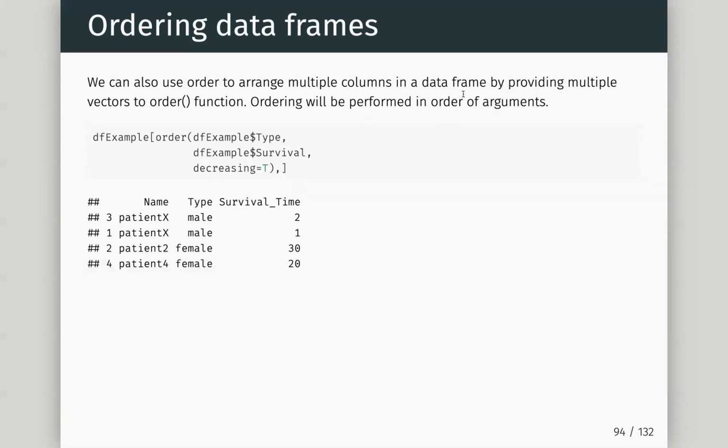We could also arrange by multiple columns, which would be very useful. You might want to resolve within one column first and then sort within that. We can do that by providing multiple vectors to the order function, separated by commas. At the end, we can still specify decreasing equals true or false. It's going to look in the order that you've provided them. It's going to take our first one and sort by type, male, female, and then the second is going to sort by survival time, so here it's going to be 2, then 1, and then 30, then 20. So we can do nested sorting within groups in our data frames too.